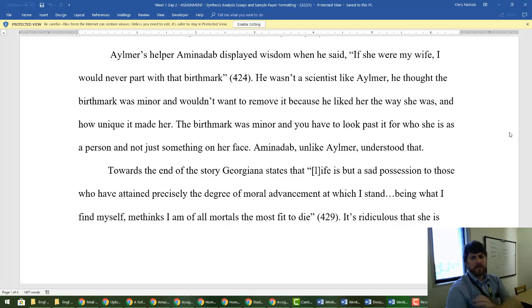Elmer's helper Aminadab displayed wisdom when he said, "If she were my wife, I would never part with that birthmark." He wasn't a scientist like Elmer. He thought the birthmark was minor and wouldn't want to remove it because he liked her the way she was and how unique it made her. The birthmark was minor, and you have to look past it for who she is as a person and not just something on her face. Aminadab, unlike Elmer, understood that.